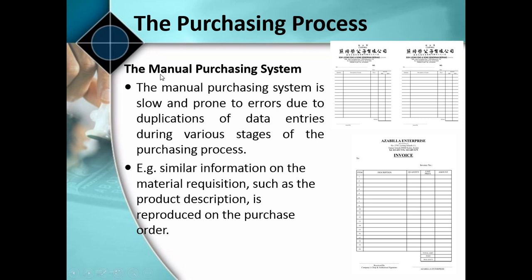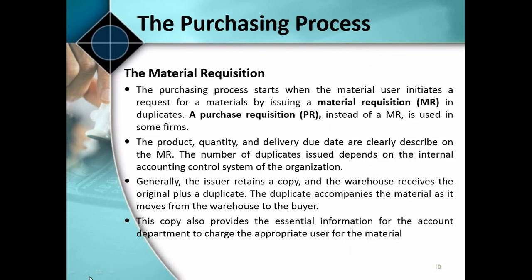That is kind of when we have to write by hand. Okay, that is manual. So the process in manual, we have the material requisition. Okay, so material requisition, it says the purchase process starts when the material user initiates a request for a material by issuing a material requisition in duplicates.